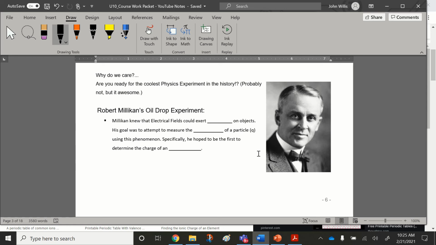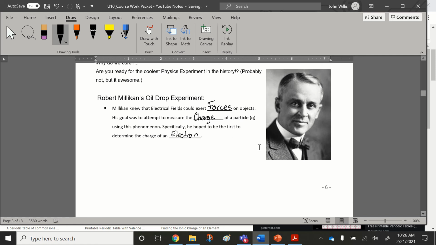So Millikan knew that electrical fields could exert forces on objects. A push, a pull, whatever. Gravitational forces were something that were known about at this time as well. His goal was to attempt to measure the charge of a particle, of an electron, ideally, using the idea that these fields could exert forces. He hoped to be the first individual, and he was eventually, to discover the fundamental charge of an electron.